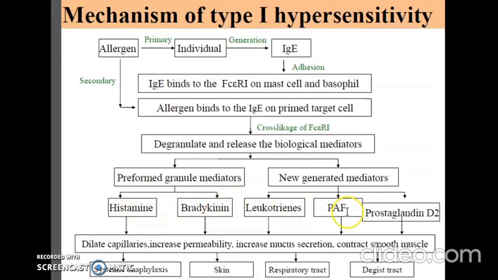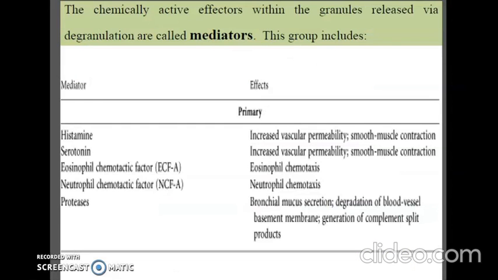and all these components dilate the capillaries. They increase permeability, increase the mucus secretion, contract the smooth muscle, and this will be generating systemic anaphylaxis, skin reactions, respiratory tract reactions and digestive tract reactions. The chemically active effectors within the granules released via degranulation are called mediators.